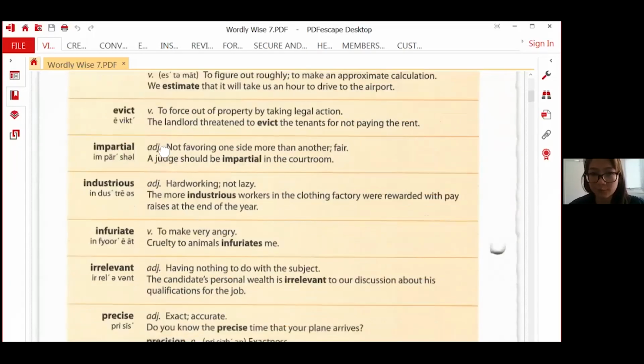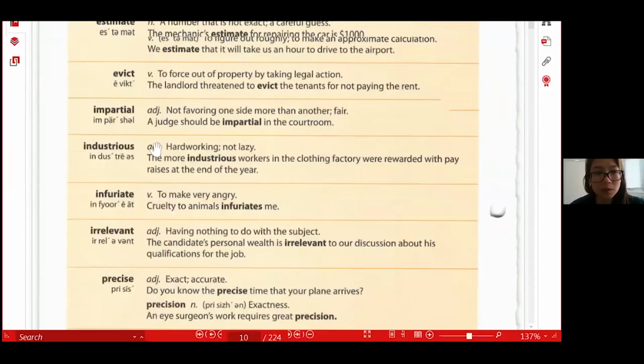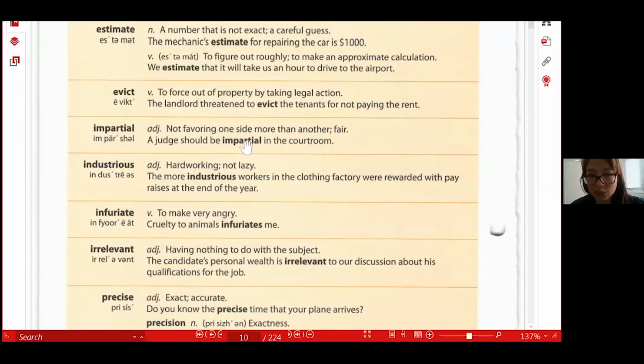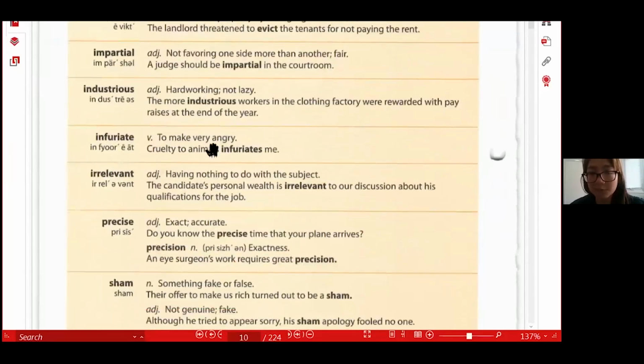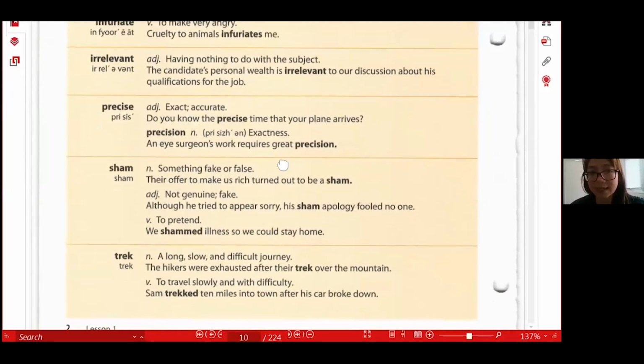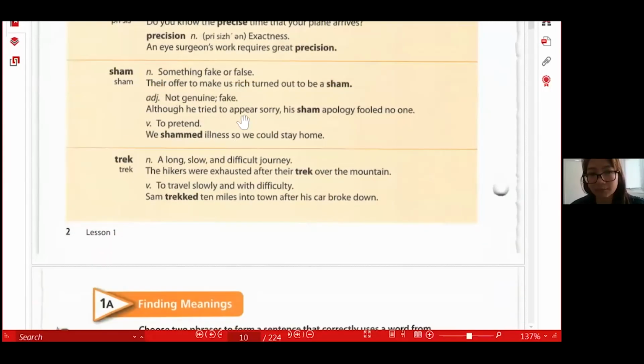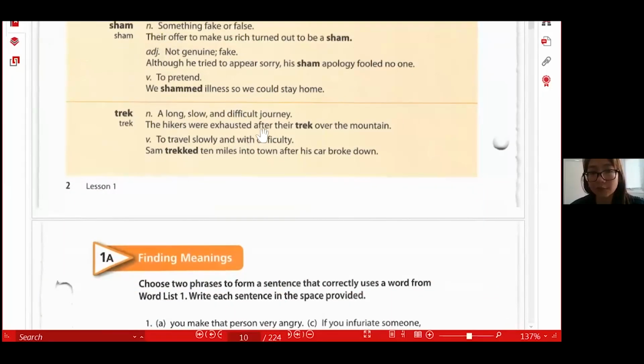So what is evict? To remove someone forcefully, taking legal action. Did you know it is legal action? Not really. Impartial, not favoring one side. Industrious, hardworking, not lazy. Infuriate, to make someone very angry. Irrelevant, having nothing to do with the subject. Precise, exact, accurate. A sham, something fake or false. A trek, a long, slow, or difficult journey.